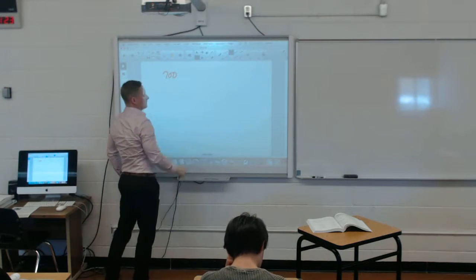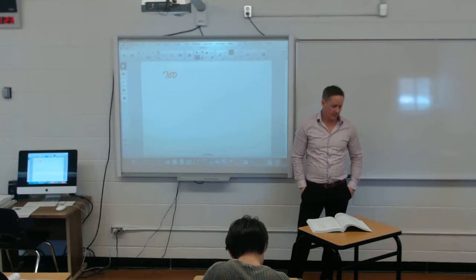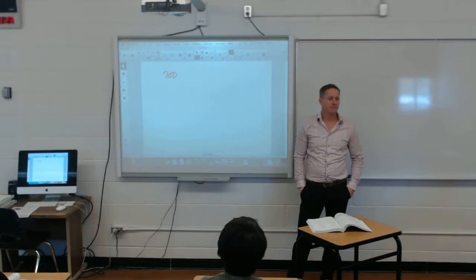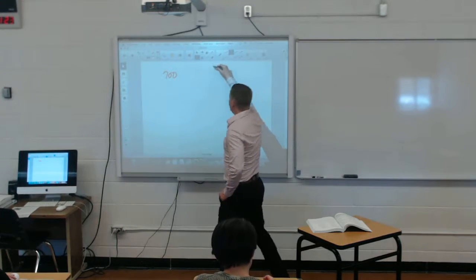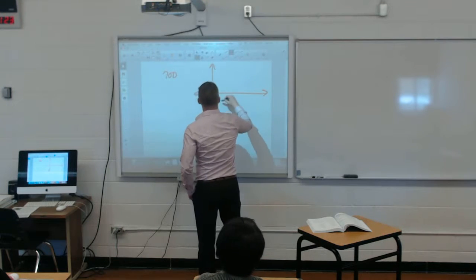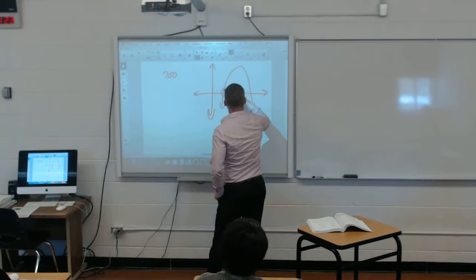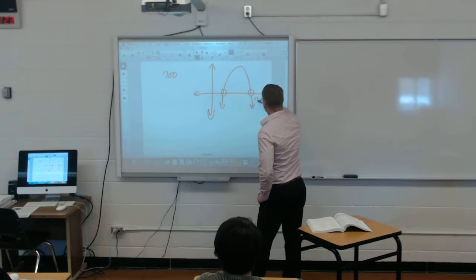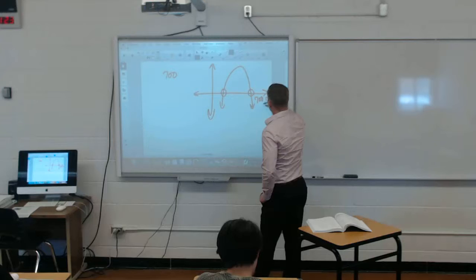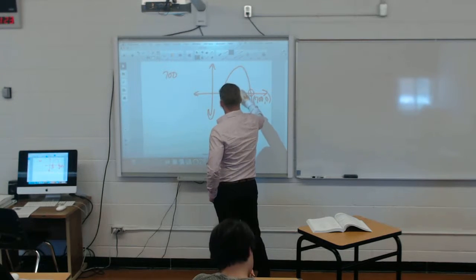700? Why? Because that's the second root. That's the root. Okay? Well, where does it break even? Take a look at your graph. What is a break-even point? Right there and right there. So they have to sell 700 or they have to sell 300.